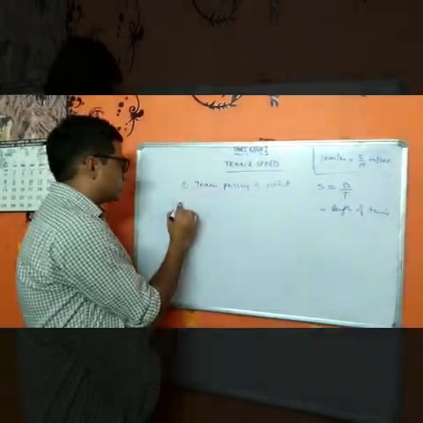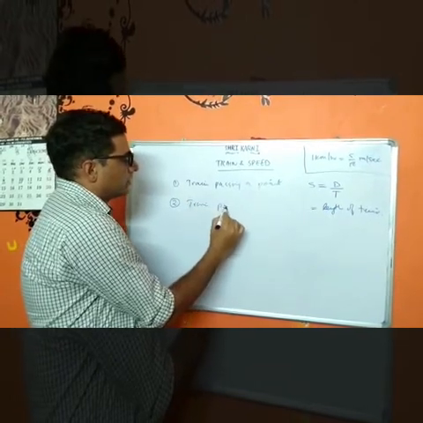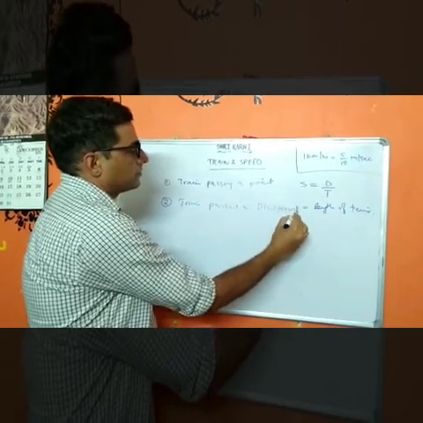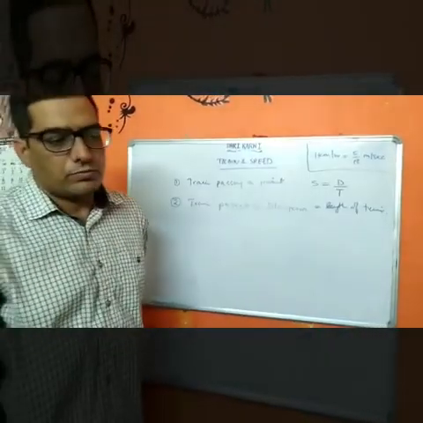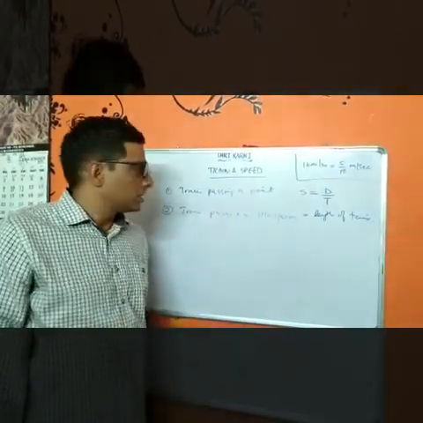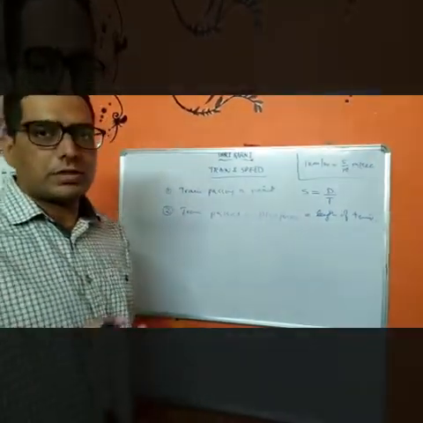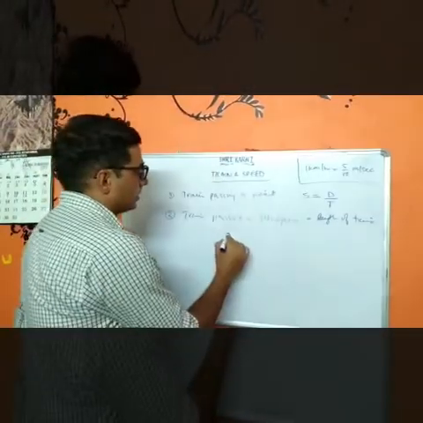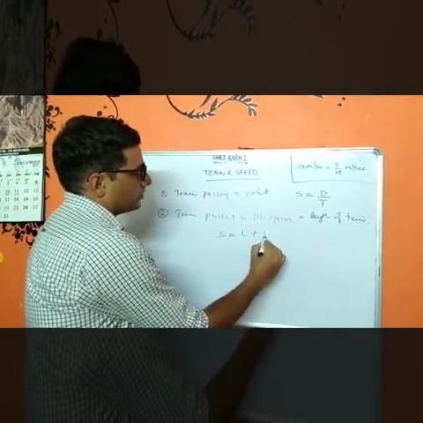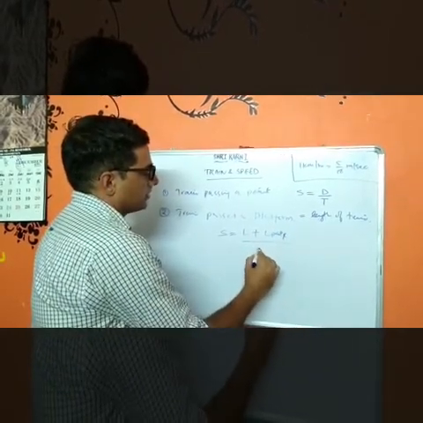The second case will be when a train passes a platform. So we know that a platform has a particular length. In this case, the total distance covered by the train will be equal to the length of the train plus the length of the platform. In that case, S will always be length of the train plus length of the platform divided by the time.